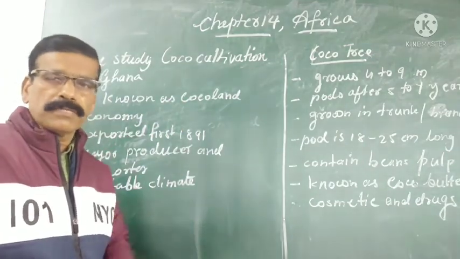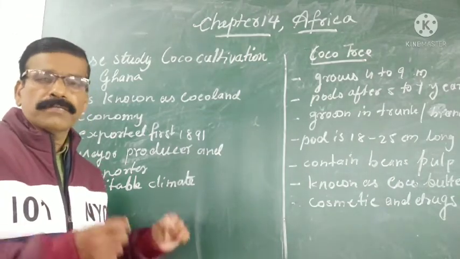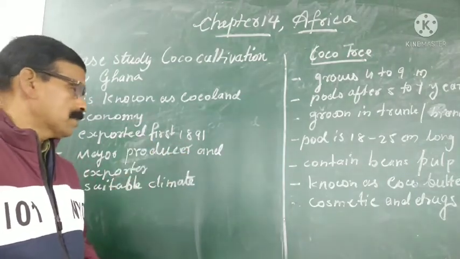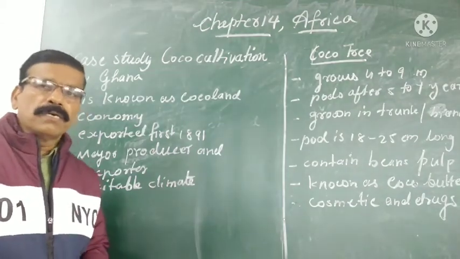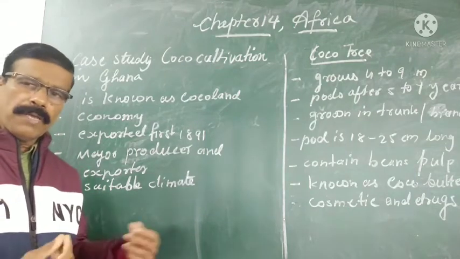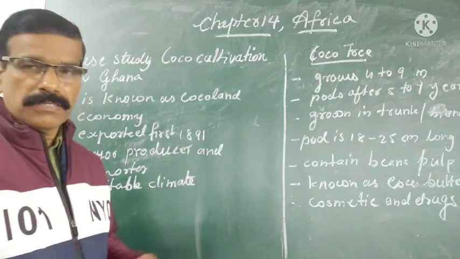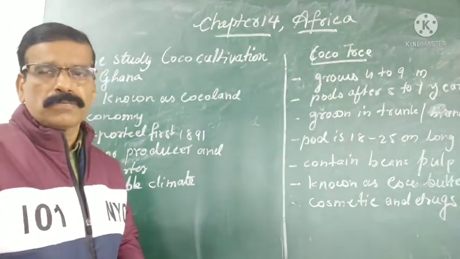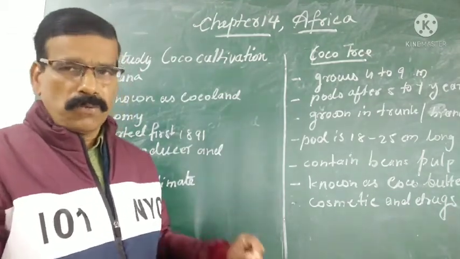Because cocoa cultivation is the main activity of the people of this region, and Ghana is the first country that started to export cocoa, in 1891. Cocoa producing and exporting is the main activity of people in this country. And why is cocoa cultivated in this country and not any other country? The reason is that the climate in this region is suitable for cocoa cultivation. So let us see a few things with regard to the cocoa tree.